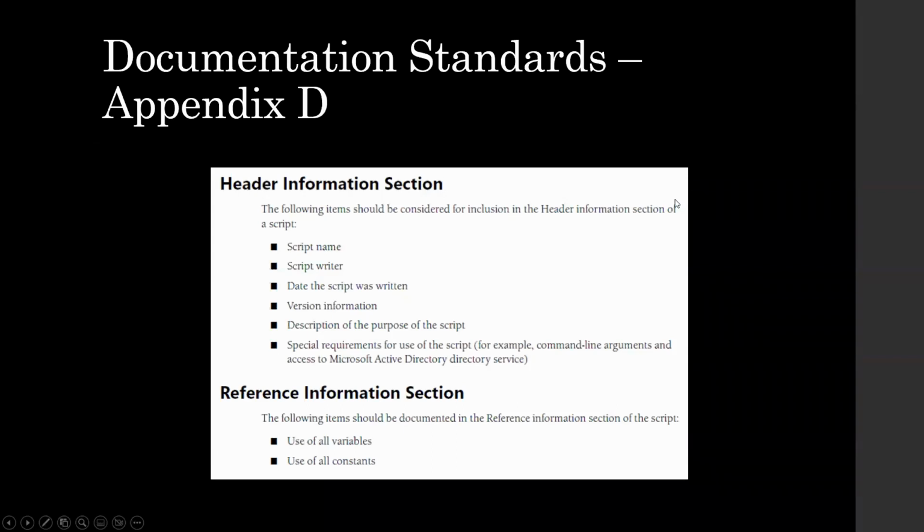There are some documentation standards in Appendix D of our book, and your book is free, so please go ahead and grab it. There's some information on what can go in the header and in the reference. In the header, the following items should be considered: the script name, who wrote it, the date, the version if you're going to use version control, the description, and any special requirements that you have. Do you have command line arguments? What are you doing? The reference section should have documentation of what and why we're using all the variables and the constants.